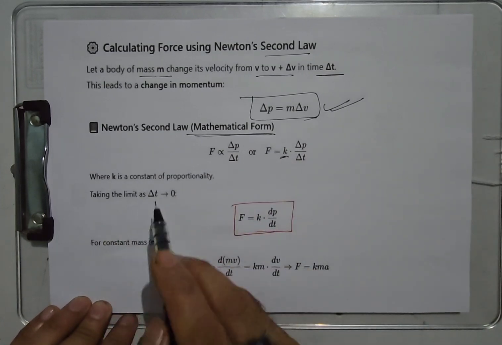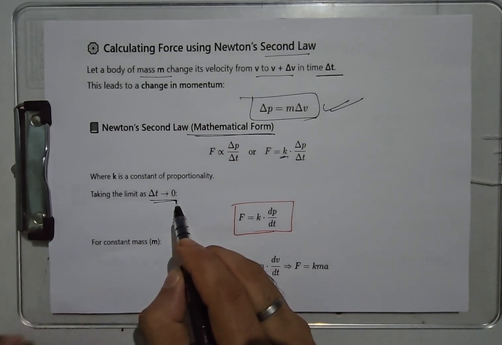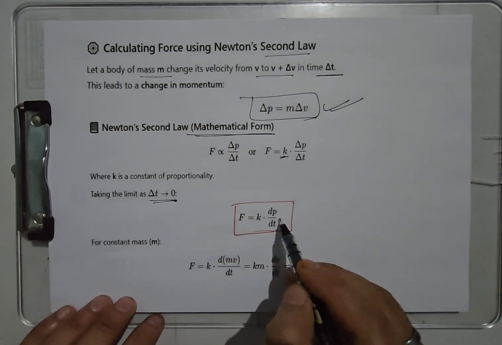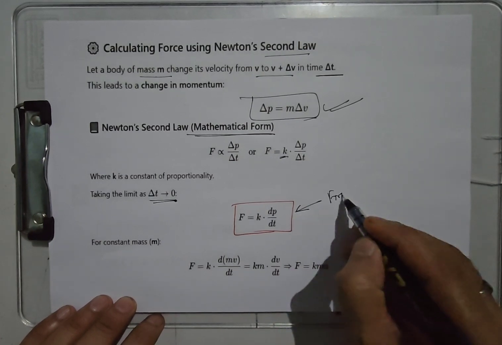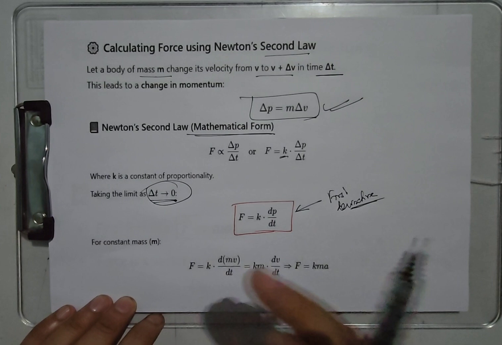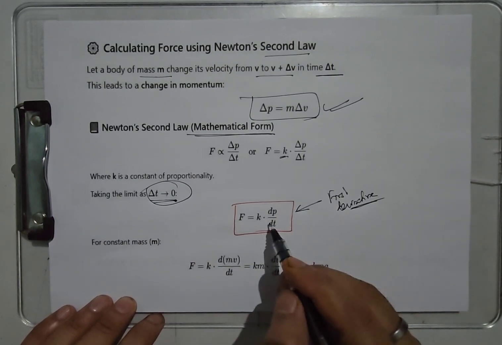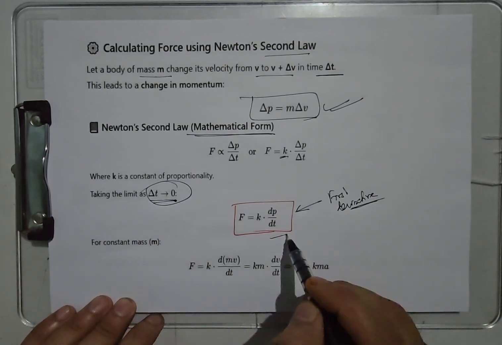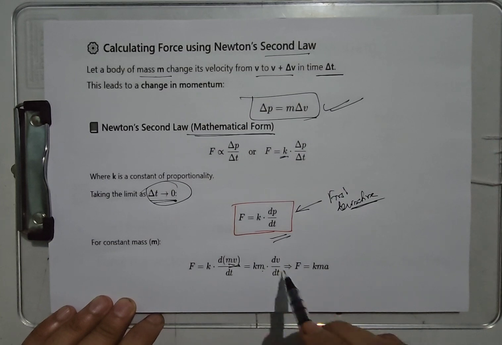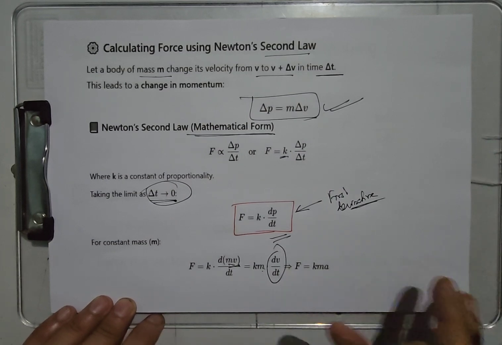Then taking the limit delta t tends to 0, which means an infinitesimally small time, F is equal to k times d/dt of p, which is a differential, the first derivative. If the time interval is very small, then this becomes the first derivative, the differential form. For constant mass, you can say F is equal to k d/dt of m into v. As we know, for a constant mass, m can be taken out of the differential, so F is equal to k into m times d/dt of v, which means F is equal to k into m into a, because acceleration is nothing but the rate of change of velocity.